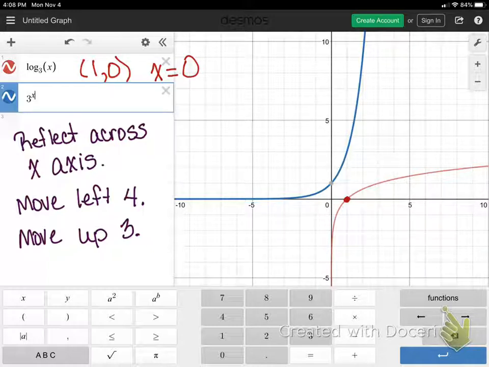Okay. So I want you to reflect across the x-axis, move left 4, and move up 3. That's what I want you to do. Reflect across the x-axis, move left 4, and then move up 3. Try to write that down and then pull out Desmos.